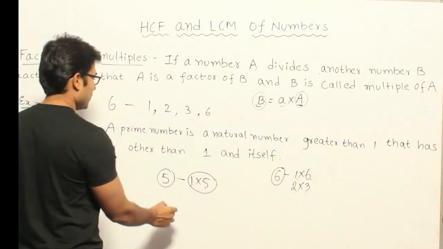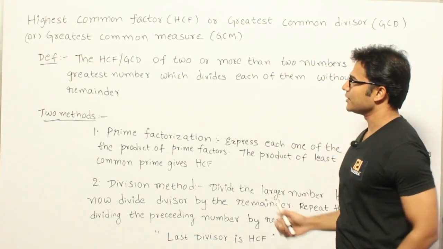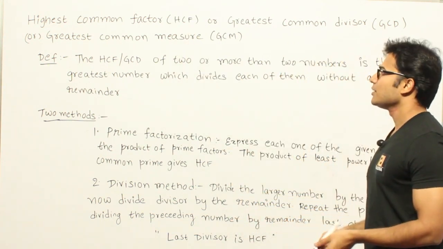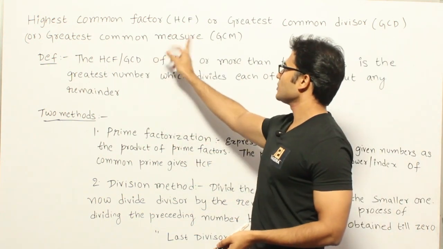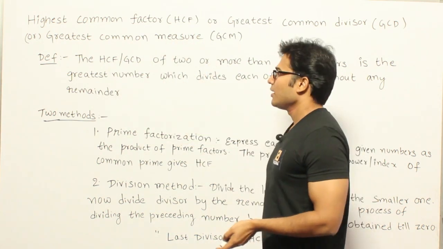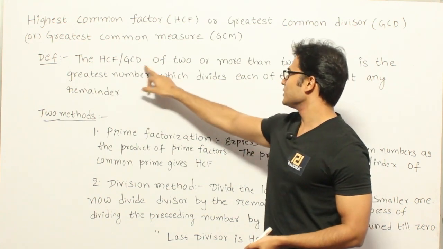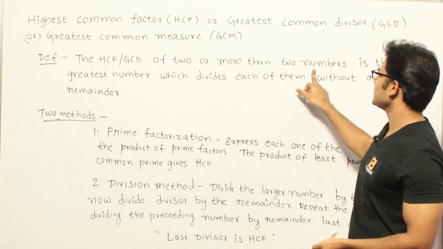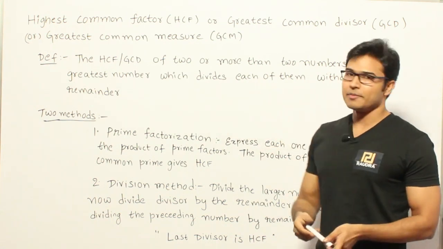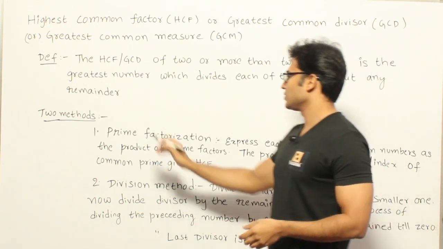Okay, fine. Now let's see the concept of HCF or GCD, highest common factor or greatest common divisor. It is also sometimes called greatest common measure. So these three names all mean one and the same. Now according to the definition, the HCF or GCD of two or more numbers is the greatest number which divides each of them without any remainder.